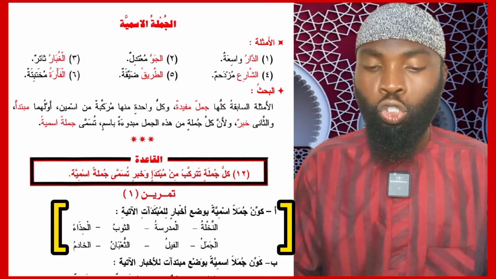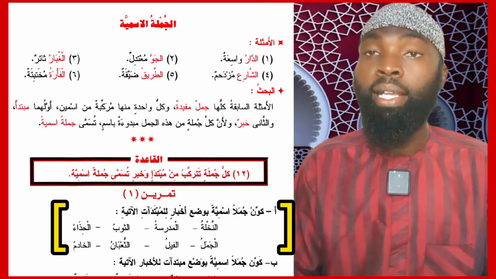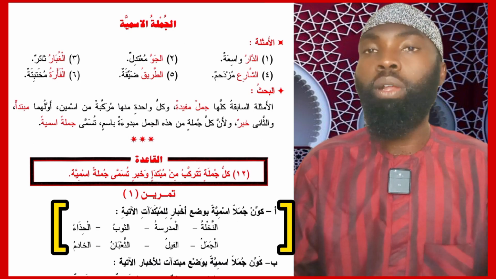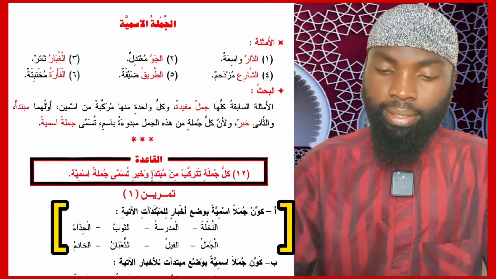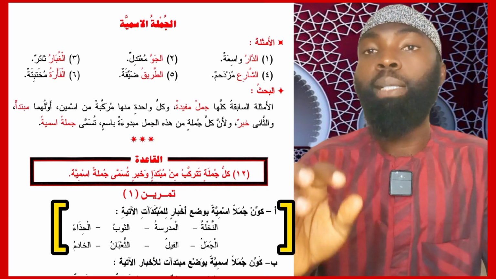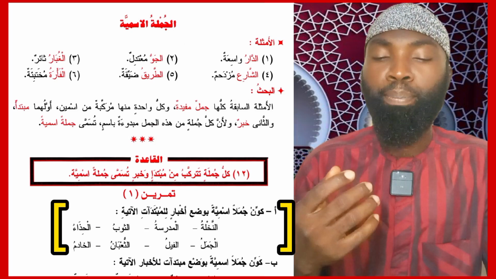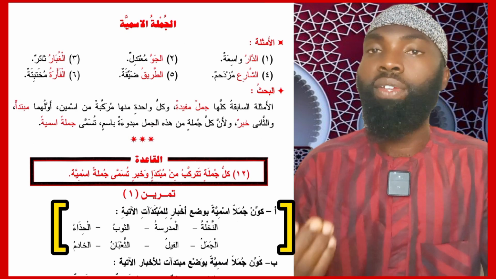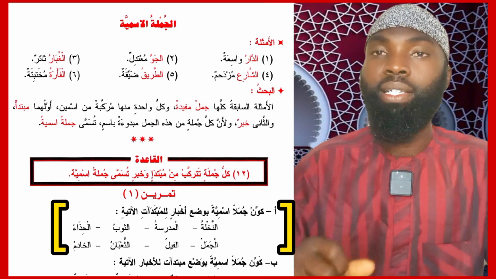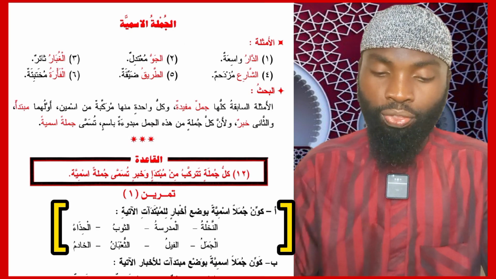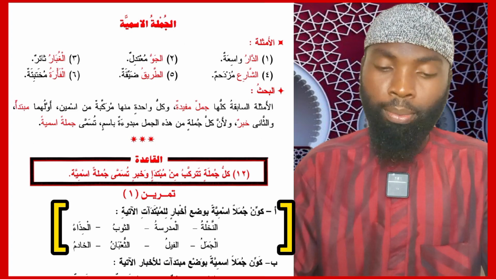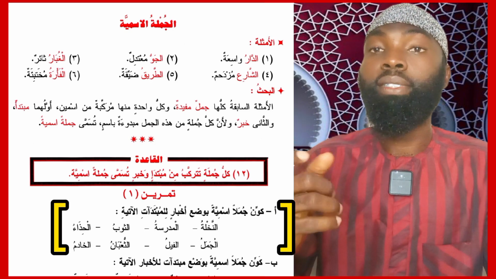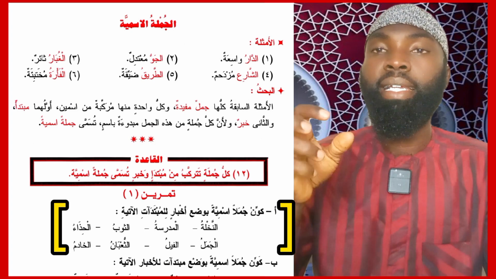Then we have al-jamalu, which is the camel. We can say al-jamalu saburun, the camel is patient. Next we have al-filu, the elephant. Al-filu ضخم, the elephant is fat, big. Then next we have الثعبان. We can say الثعبان سام. What is it called? The snake is venomous.